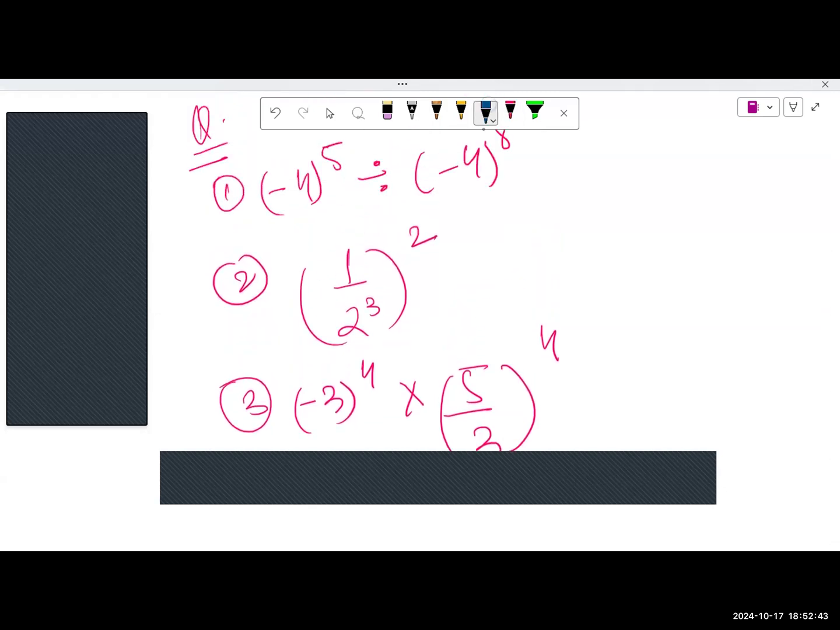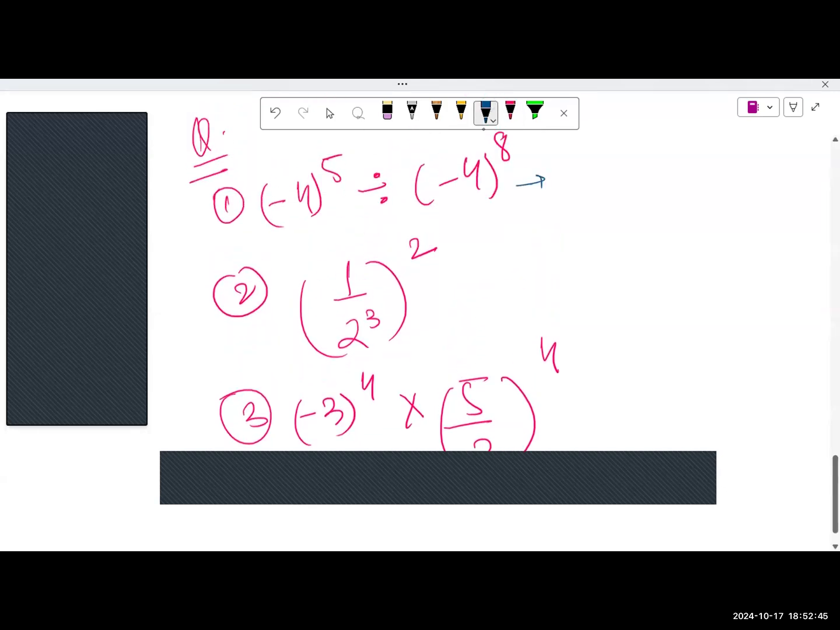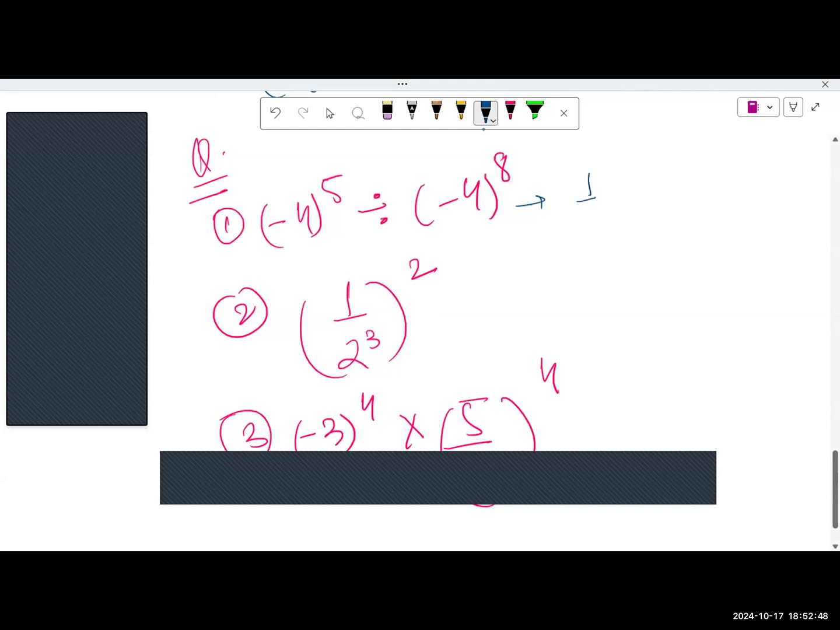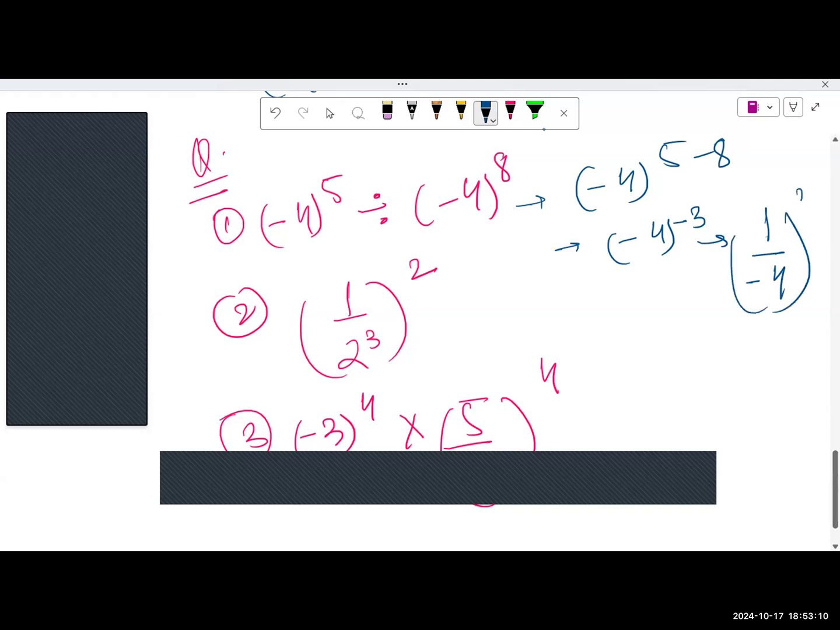Okay. So the first one is 1 by 4. No, I'm sorry. The power is not 9. We have to subtract the powers. I just got confused. I thought that the power is in minus. So we have minus 4 to the power 5 minus 8, right? So we have minus 4 to the power minus 3. We have 1 by minus 4 to the power 3. What is 4 to the power 3? 64.